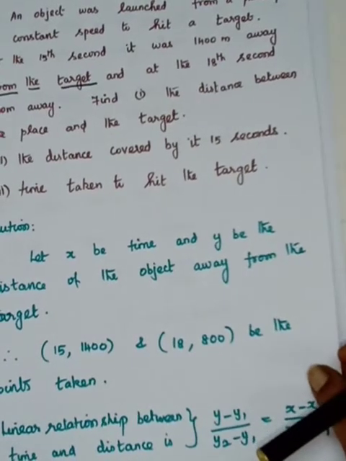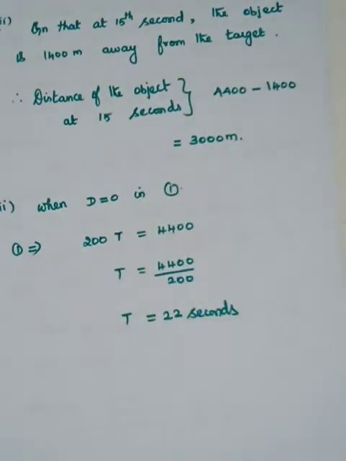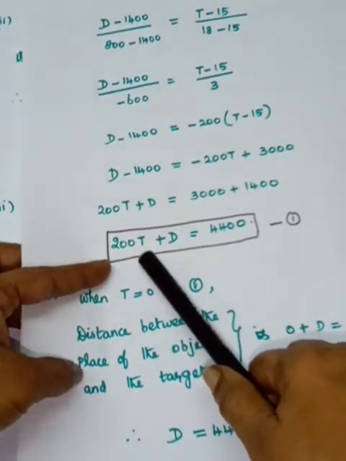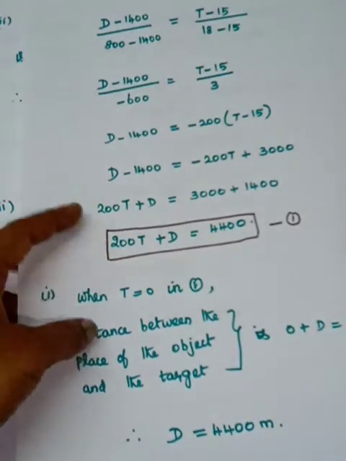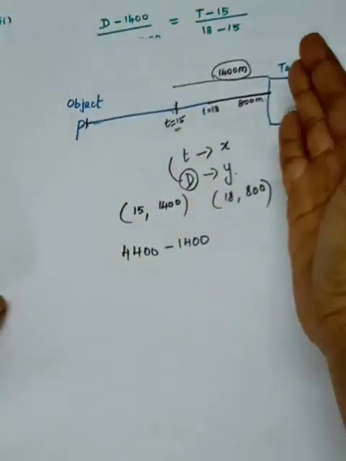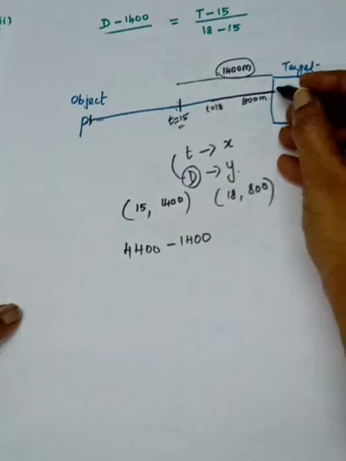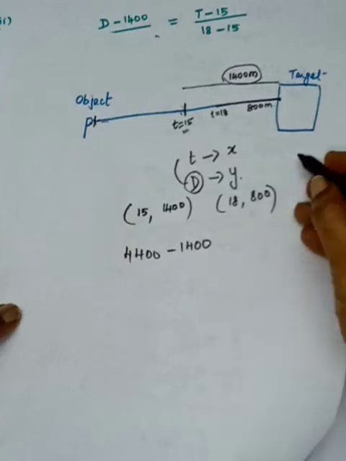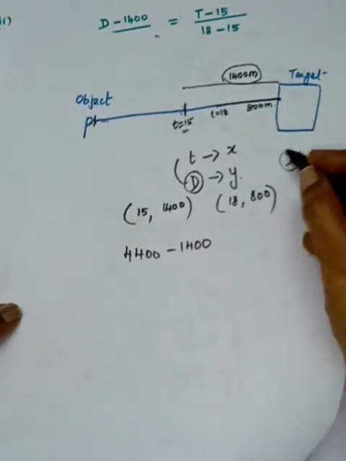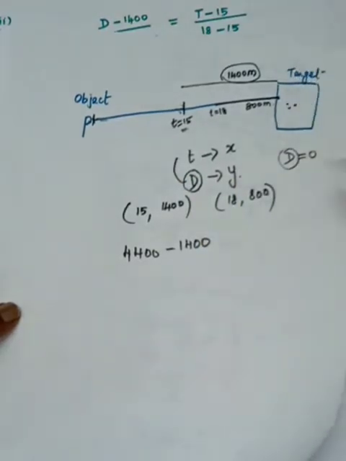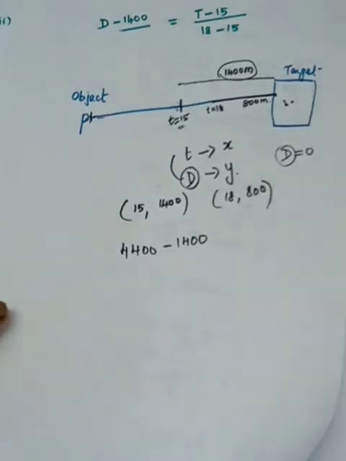Okay, coming to the last one. Time taken to hit the target. So we have to find the time, that is, we have to find t. What is d? d is the distance of the object away from the target. If the object hits the target, this distance is 0. When d is equal to 0, it will be the target position.